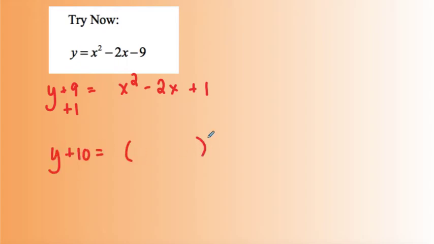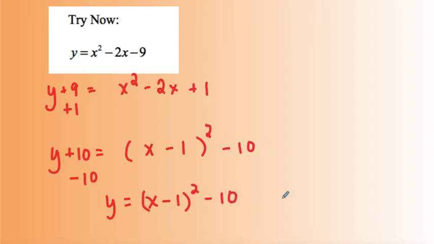So what you should have done is added the 9 to the other side, completed the square by taking half of 2 and squaring it, which was 1, and then adding that to the other side, simplifying to y plus 10 equals, turning this into the square of a binomial, so (x minus 1) squared, and then subtracting 10 to get it in vertex form. So y equals (x minus 1) squared minus 10. Now that it's in vertex form, I can see that this parabola opens up and the vertex is (1, negative 10). All right, I'm going to do one more.